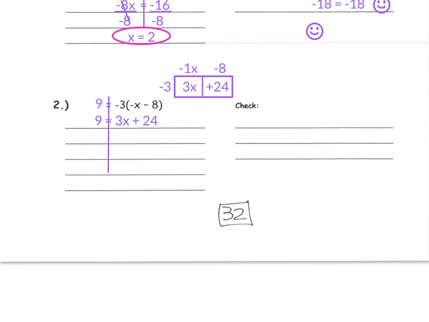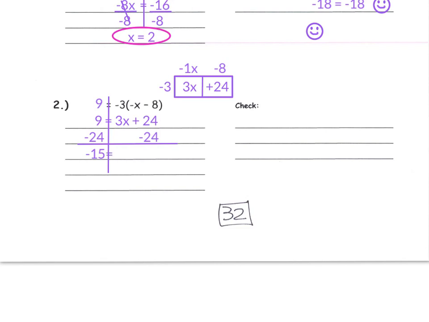I need to get the x by itself. So again, we can kind of think what's happening. We're multiplying by 3 and then adding 24. So we're going to do the opposite in the opposite order. So if we follow our steps, the next one is to either add or subtract the constant. I'm looking at the plus 24. The opposite of that would be to subtract 24 from both sides. So I'm going to subtract 24 from each side. And then I get -15 as my answer.